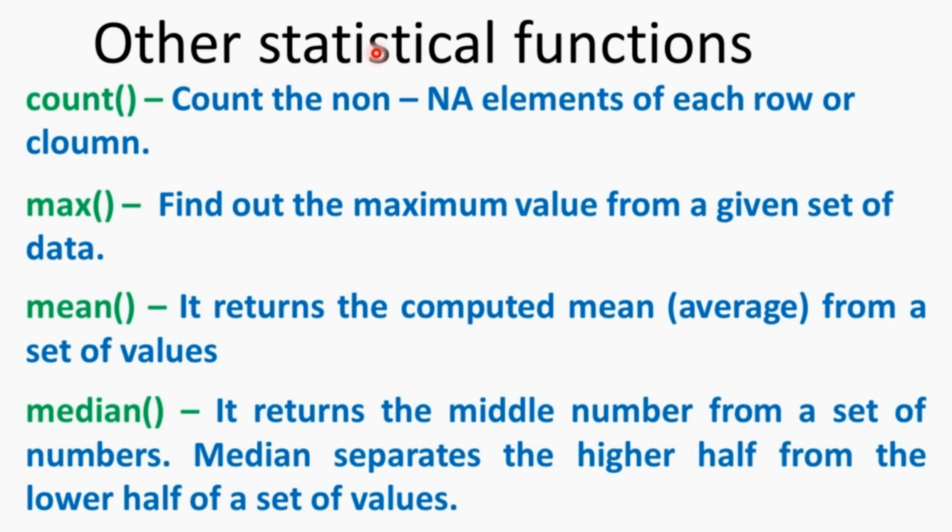Now see some other statistical functions. The count function we can use to find non-NA elements of each row or column. It will count the non-NA elements of each row and column. Max function is used to find out the maximum value from a given set of data, in the same manner as we have used the min function. Mean function is used to find the mean value or average value from a set of values. In the previous example we have used the mean function to find the average value.